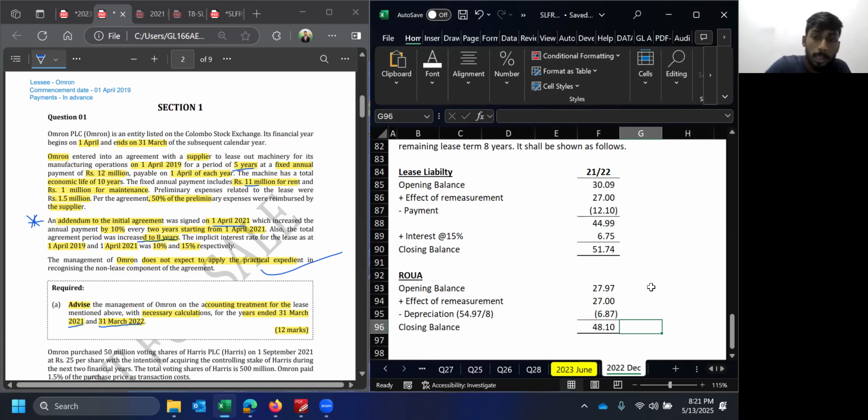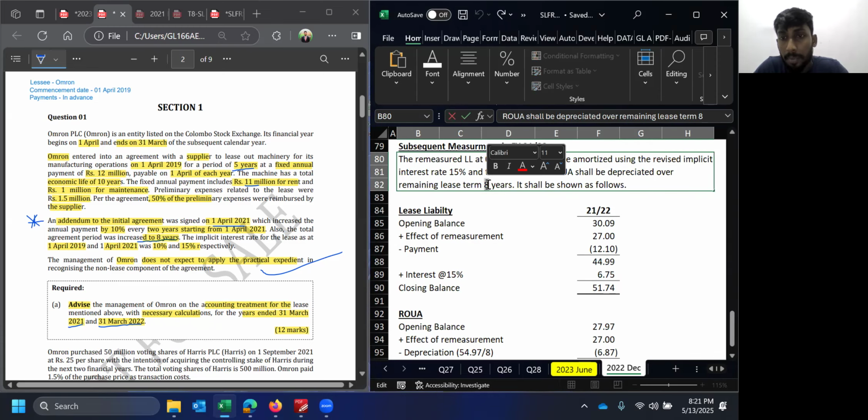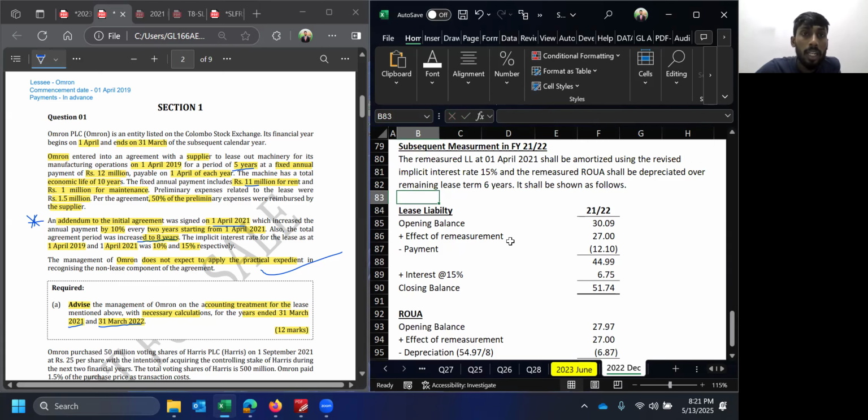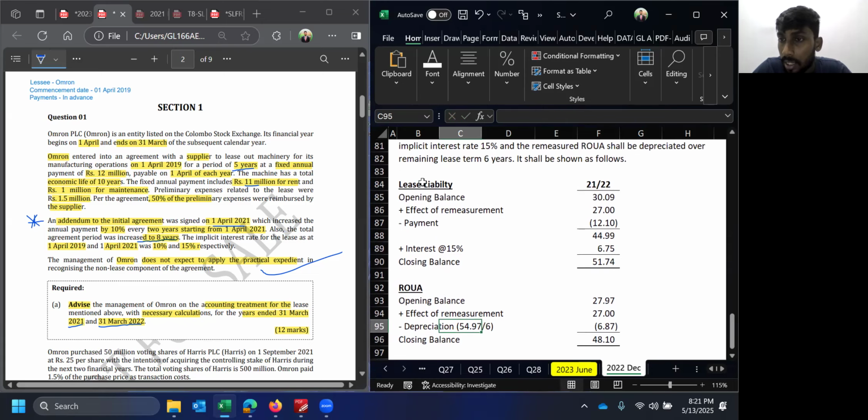Sorry, depreciation over the remaining lease term is not 8 years, it is 6 years. Sorry, I made a mistake here. Please change it: depreciate over the remaining lease term, 6 years. Okay, I changed it. Accordingly, I got the closing balance of right of use asset as 45.81.